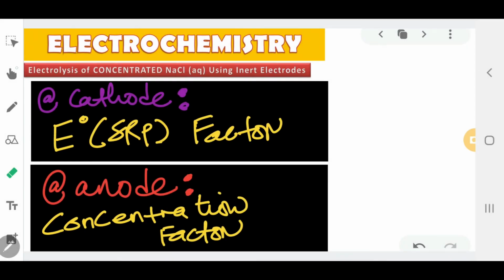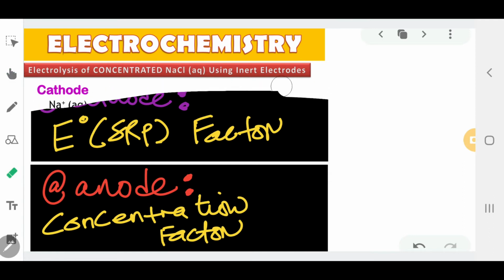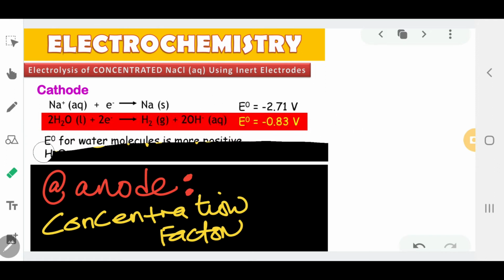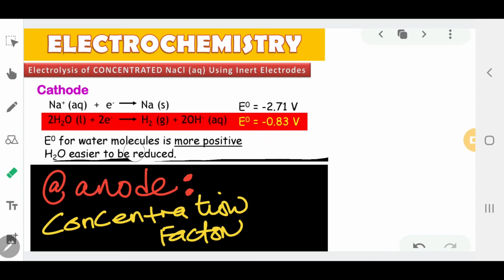So let's have a look at the cathode first. Like what we have talked about just now, for concentrated sodium chloride aqueous, at the cathode, the standard reduction potential factor will play the important role. So at the cathode, the one that will be discharged first will be the water liquid. The reason is because when you look at the standard reduction potential value for water liquid, it is negative 0.83 volts, and the SRP value for Na plus aqueous is negative 2.71 volts.